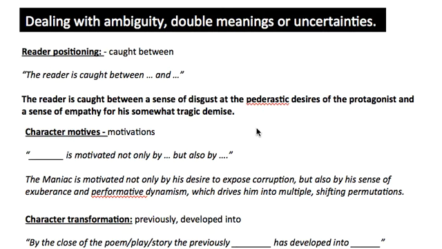So when you have mixed feelings about a character or a moment in the text, the reader being caught between two things is something that you can think about and use to demonstrate your understanding of ambiguity and nuance.